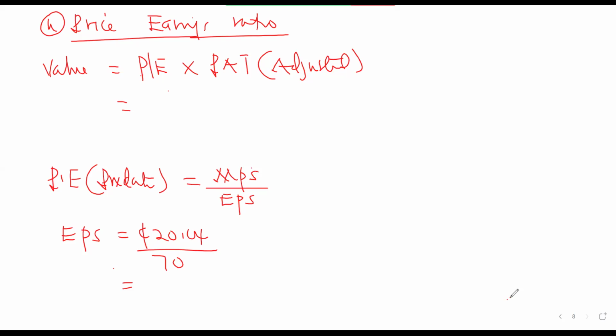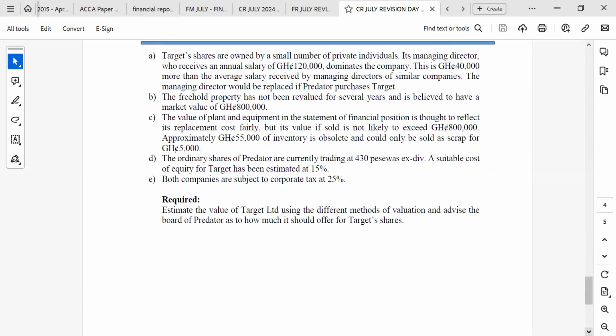0.29. Okay. We have 0.29. So our price earning ratio will now be calculated as, let's go and look for the market price for them. What is the market price? They have given us their market price. What is their market price?